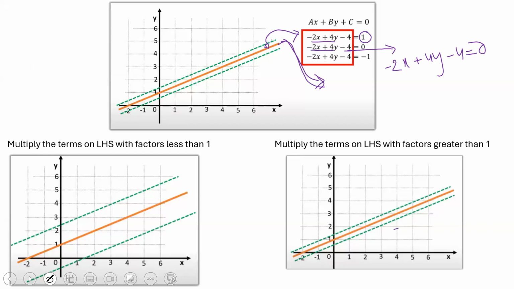They both have the same slopes, so they will be parallel. All the three lines will be parallel because all of them have equal a and b, right? What is the only thing that is changing? The intercept is only changing. When we change the value of c, what will change? It will just move up and down, such that you make sure the distance between them is 1.